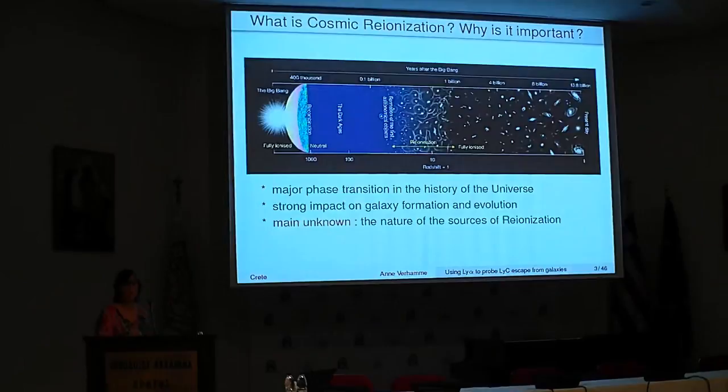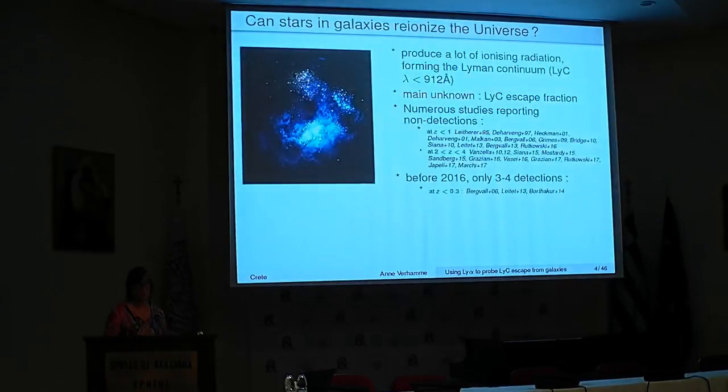Okay, so cosmic reionization is the major phase transition in the history of the universe, and it had a strong impact on the formation and evolution of galaxies. What we know is that reionization lasted over the first giga-year of the universe. What we don't know, however, is the nature of the sources. As we heard this morning, massive stars in galaxies may be the sources of cosmic reionization because they produce a lot of ionizing radiation, also called the Lyman continuum. This is all radiation emitted at wavelengths shorter than 912 angstroms.